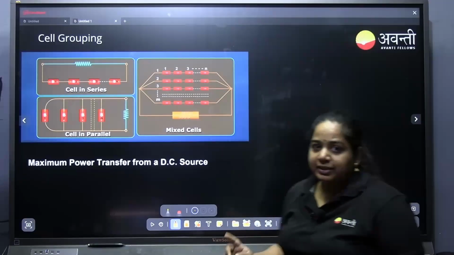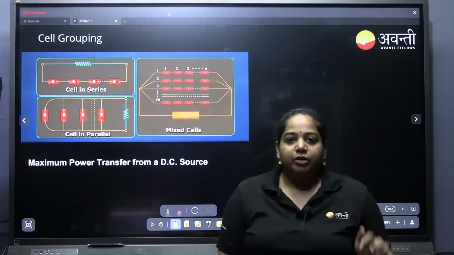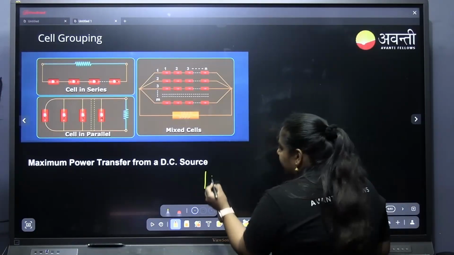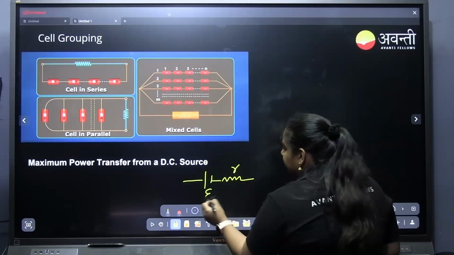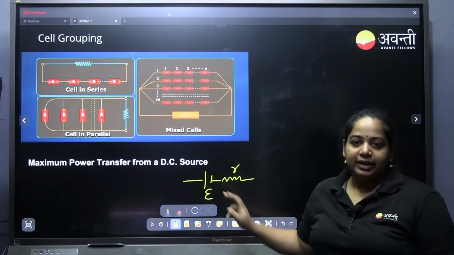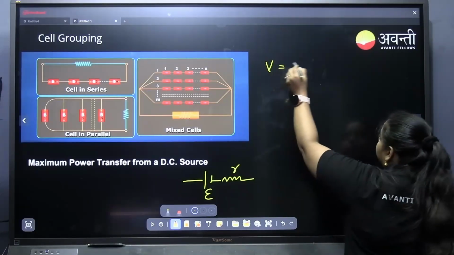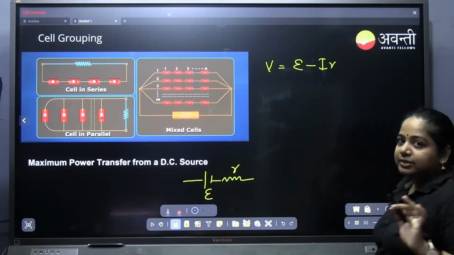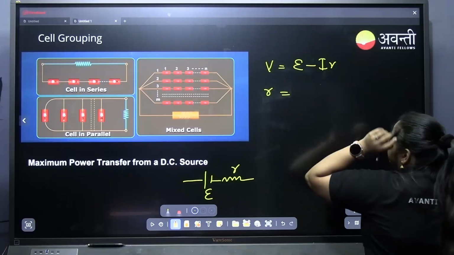Next is cell grouping. Cell grouping is also the same thing. First thing you have to remember, a cell has internal resistance. Every cell has an internal resistance. We represent it using small r most of the time. And the equation for finding the internal resistance small r is V equal to EMF minus Ir. This is the equation we have, which means r equal to what?